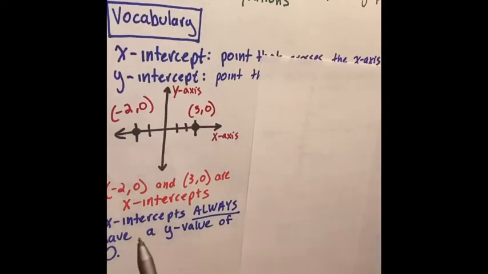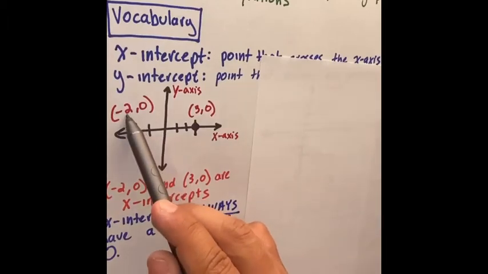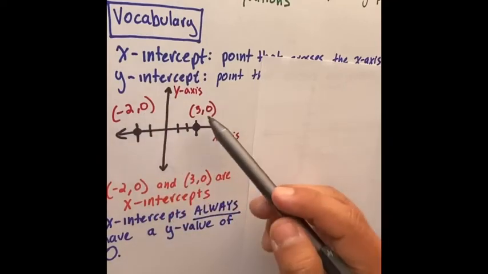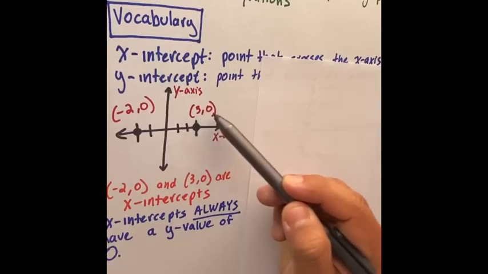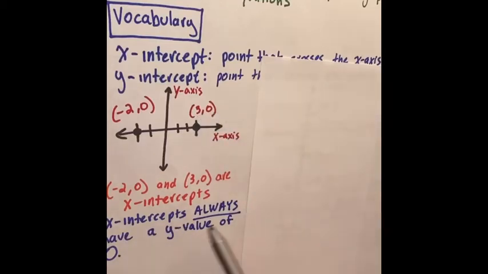And notice that x-intercepts always have a y-coordinate, or y value, of 0. Here at -2, 0, the x-coordinate is -2 and the y-coordinate is 0. Here in this coordinate point, the x-coordinate is 3 and the y-coordinate is 0. So we can say that all x-intercepts always have a y value of 0, and this is going to help us out a lot when we find the x-intercepts algebraically.